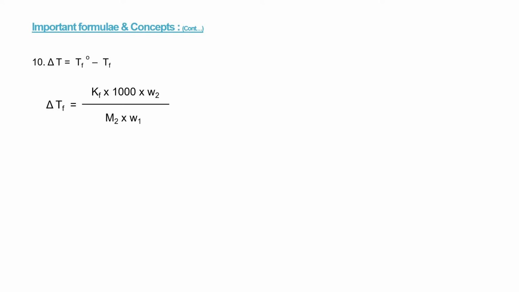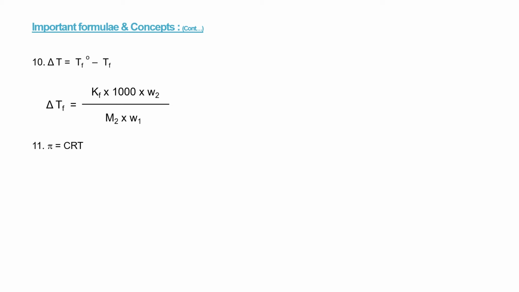Both your elevation in boiling point and depression in freezing point formulas have the same form, that is multiply with 1000, multiply with W2 upon M2 into W1. But the only difference is the constant. In depression in freezing point it is represented by Kf, and in elevation in boiling point, it is represented by Kb. Now, whenever you multiply with 1000, it means the quantities are represented in kg.